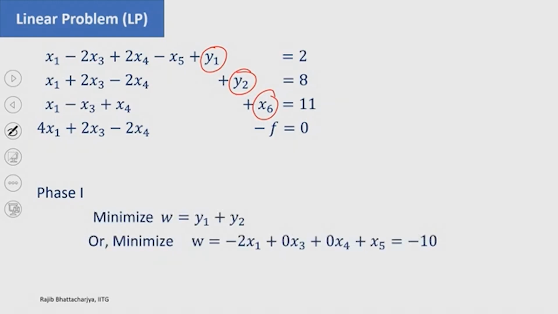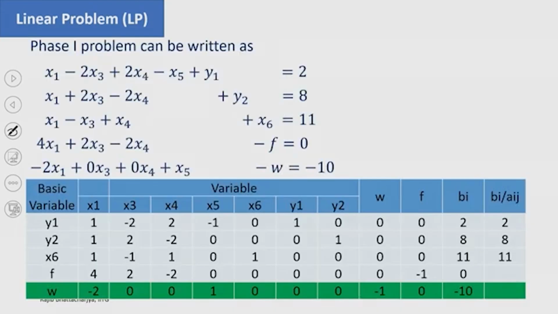So, what we are doing here is that we have a new objective function, w equal to y 1 plus y 2. I would like to eliminate y 1 and y 2, or I can write y 1 in terms of x 1, x 3 and x 4, x 5. So, if I write w equal to minus twice x 1 plus 0 x 3 plus 0 x 4 plus x 5 equal to minus 10. Let us put it in the simplex table.